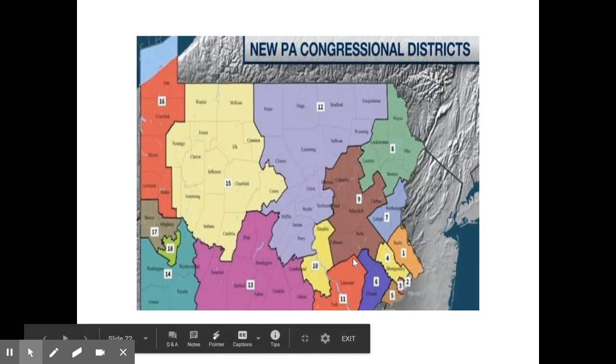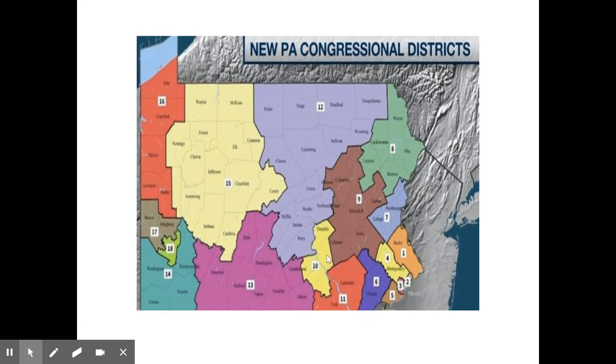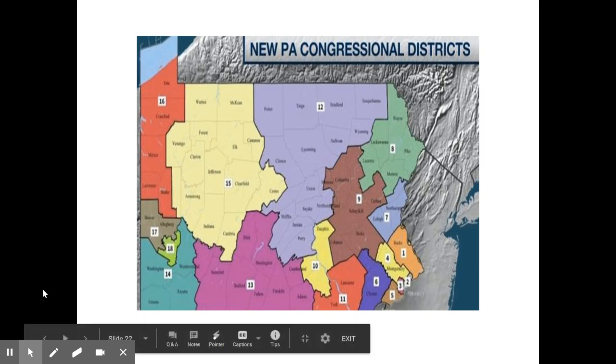So you'll notice that as a result of the Pennsylvania State Supreme Court ruling, our districts appear to be a little bit less gerrymandered than they were previously. But the important thing to realize is that the United States Supreme Court has ruled that there is no particular issue in their eyes.